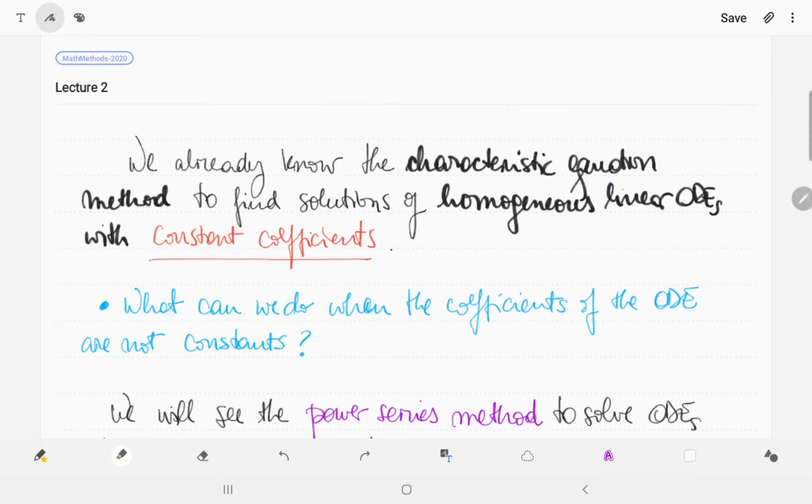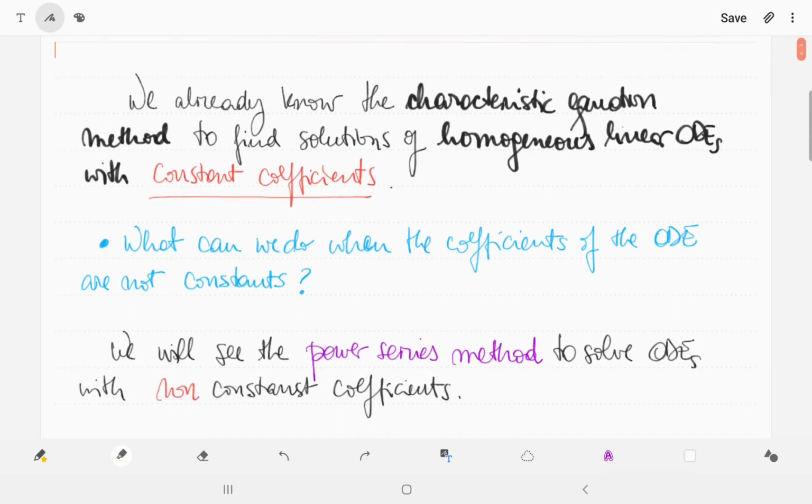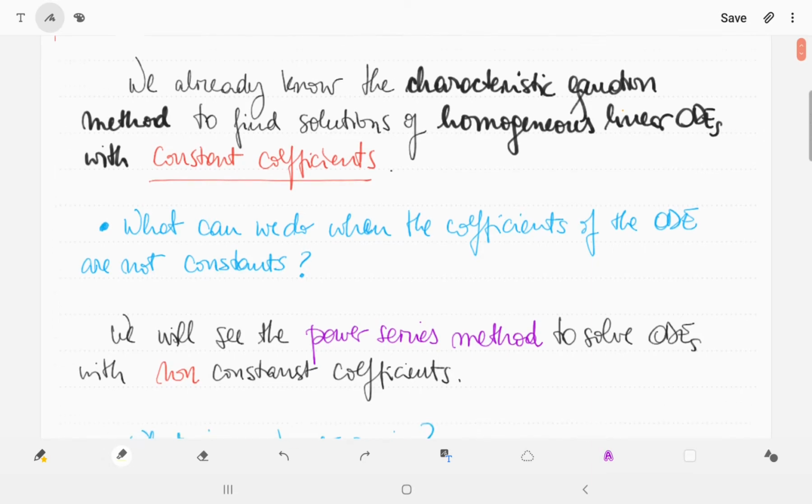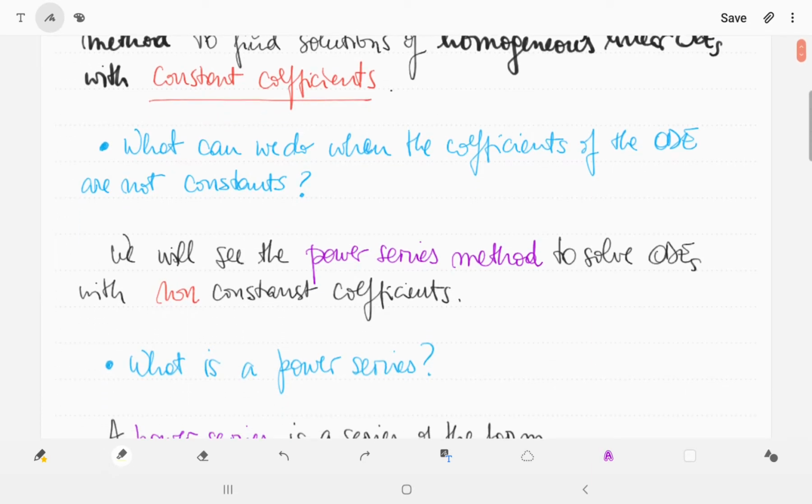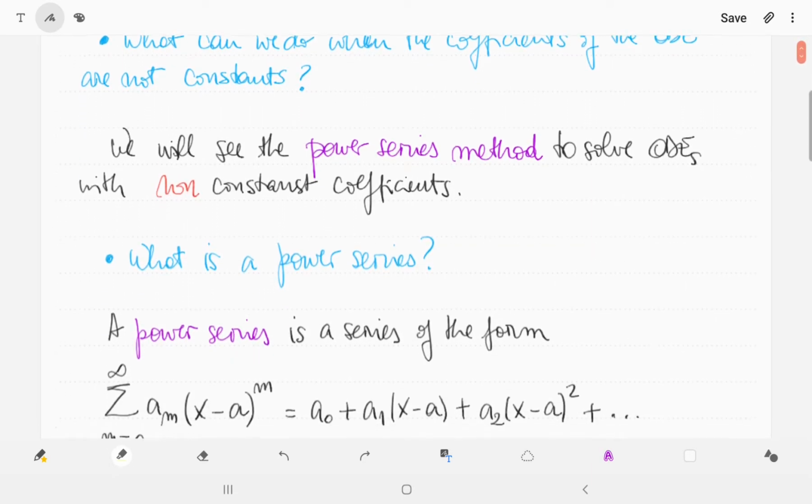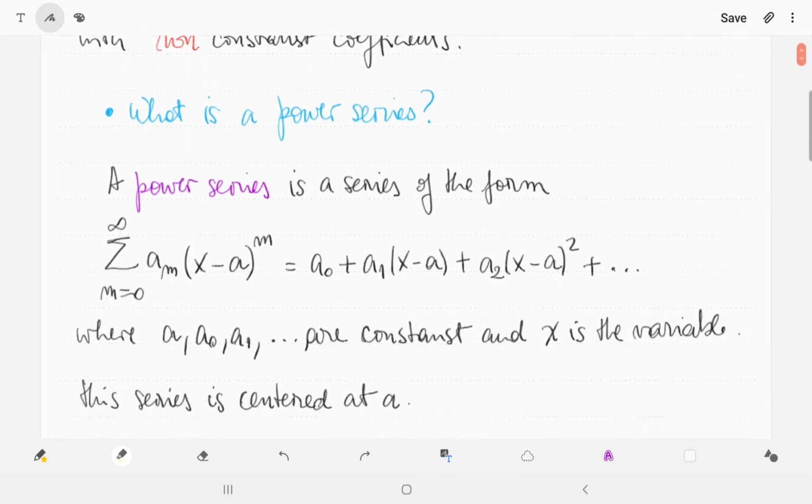Okay, but what happens if we have an ODE where the coefficients are not constant? What can we do in that case? Well, in some cases we can apply this power series method. So before talking about the method, let's talk a little bit about power series. So what is a power series?